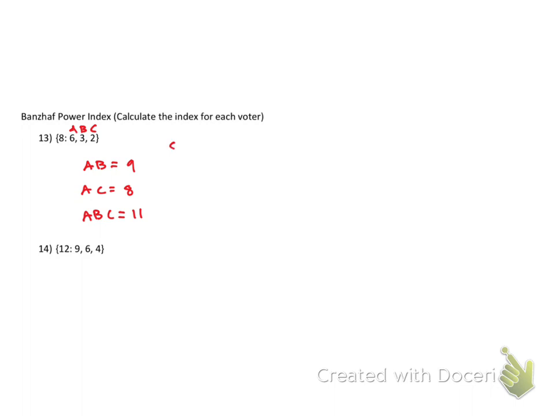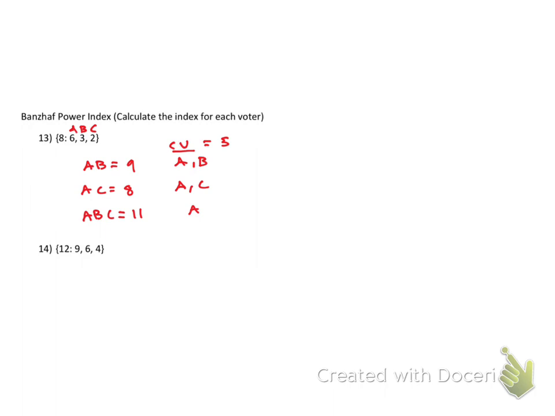So, looking at that, critical voters. The first one, if you removed A, it would not work. If you removed B, it would not work. For AC, if you removed A, it would not work. If you removed C, it would not work. And then for the last one, if you removed A, it would not work. If you removed B, it would. If you removed C, it would. Okay? So that means we have 5 critical voters.